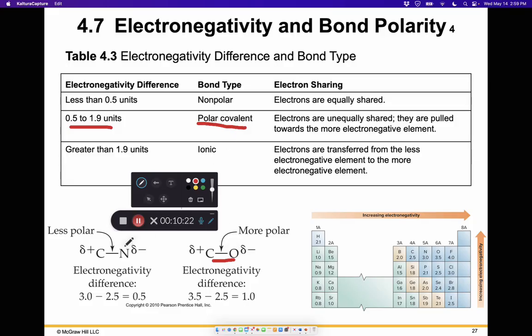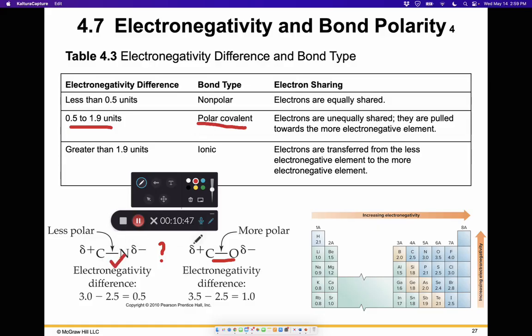Let's say you have another question. Is the bond between carbon and nitrogen polar? Again, you have nitrogen 3, you have carbon 2.5, and the difference between them is 0.5. The 0.5 is also in the polar covalent range, right? So this is also polar.